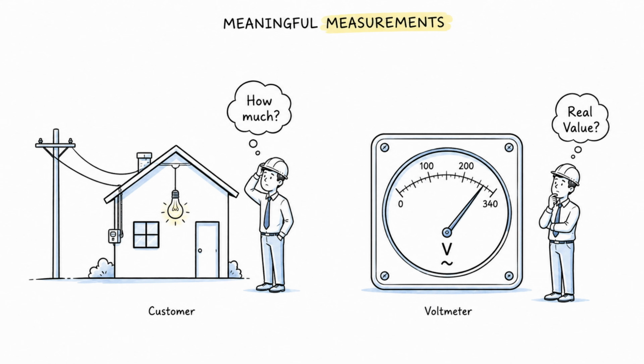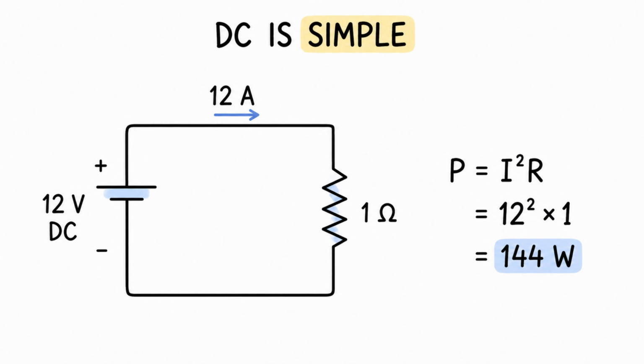This was not a theoretical question. It was a commercial question. How much electricity is a customer using? How do you write a number on a voltmeter that means something real? With DC, the answer is simple. Connect a 12-volt DC battery to a 1-ohm resistor. Current equals 12 amperes. Power equals 12 multiplied by 12 multiplied by 1, which equals 144 watts.